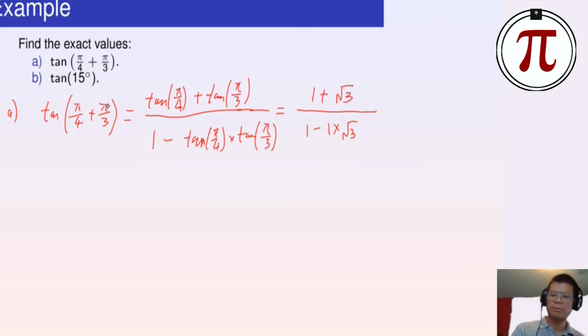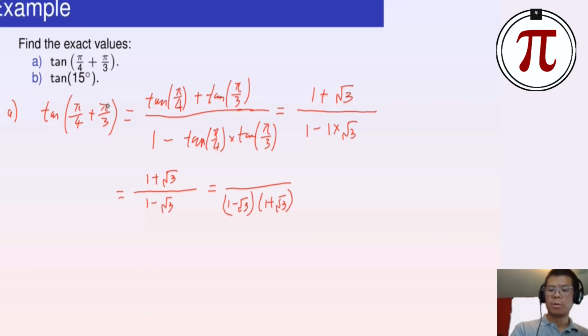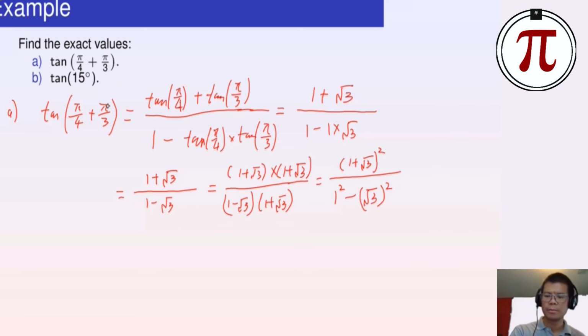Now, can you simplify this one? How do we do that? All right, 1 minus square root of 3, 1 plus square root of 3, right? Remember that? That's a common technique if you have a square root. On the top is 1 plus square root of 3 times 1 plus square root of 3. On the bottom becomes 1 squared minus square root of 3 squared, that is 1 minus 3, right? On the top is 1 plus square root of 3, squared.